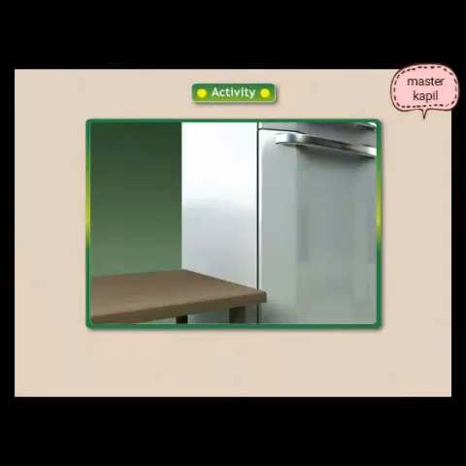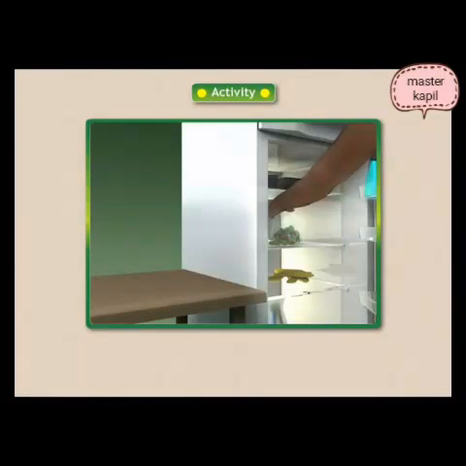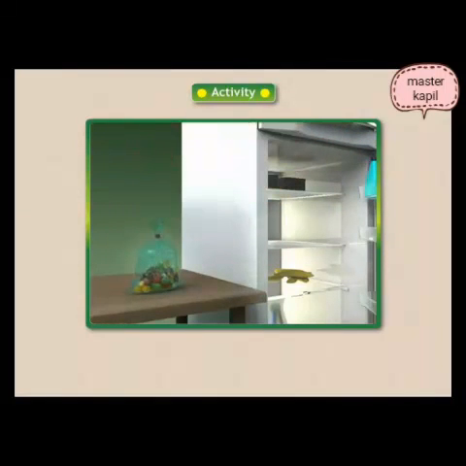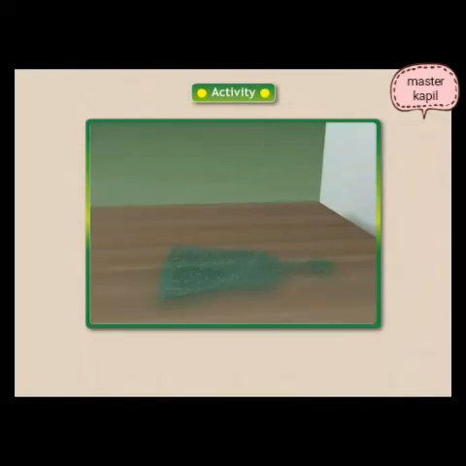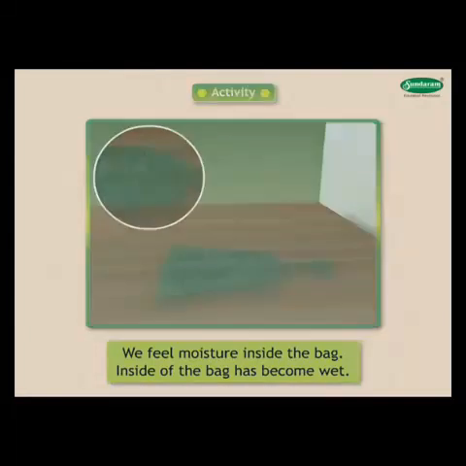Let us perform one activity. Take out from the refrigerator the polythene bag in which vegetables are kept. After 5 minutes, remove the vegetables from the bag and feel the inside of the bag. What is your observation? We feel moisture inside the bag. Inside of the bag has become wet.